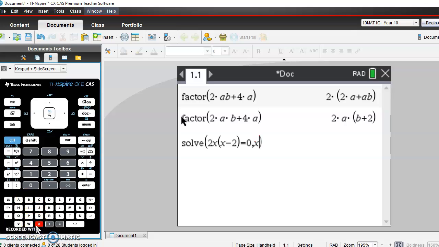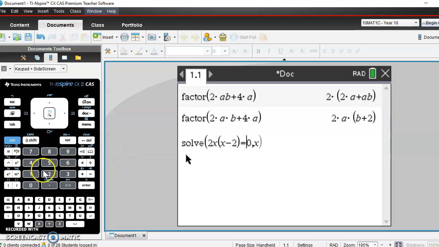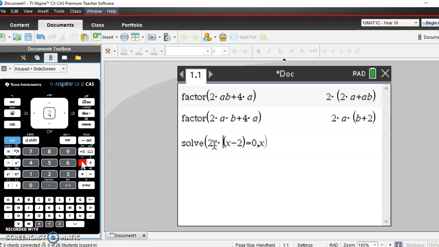So here we have 2 times x times the bracket expression x minus 2, and press enter, and here we get this invalid implied multiplier. And that's what it's basically saying. It doesn't recognize it with this, but it does recognize that it's not too sure. Do I put a multiplication in there? The answer is yes. So we need to basically go back, and we must put a multiplication between the pronumeral and a bracket, and press enter, and the problem goes away.